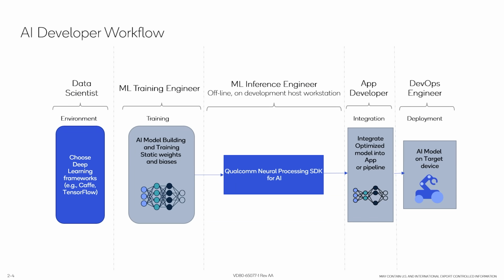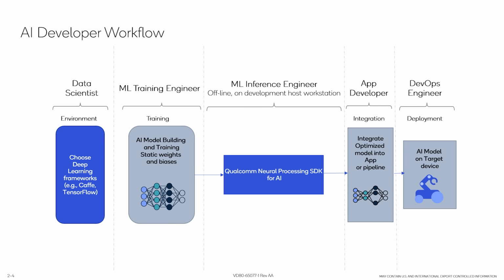So to jump into the AI developer workflow, regardless of what type of developer you are, whether it's a robotics developer or you are coming from an AI use case standpoint, when you start your AI development workflow, you start with selecting a deep learning framework. These can be your TensorFlow, Caffe, ResNet, MobileNet SSD, PyTorch. You would first select a framework of choice depending on your use case. Then you would select a data set, and then you would train your model using that data set and that framework. That's the part where an ML training engineer would actually train your model on the data set.